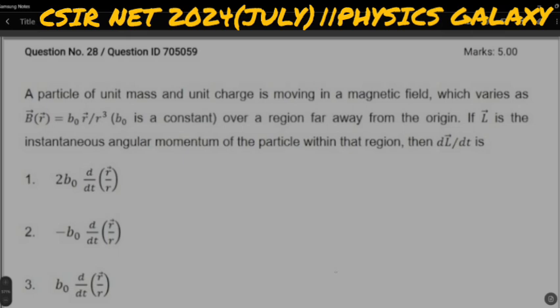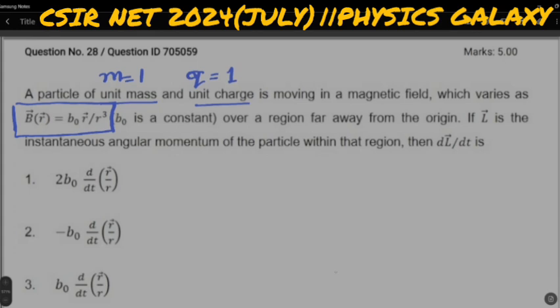This question came from classical mechanics in this year's NET exam. The question is: a particle of unit mass, m equals 1, and unit charge, q equals 1, is moving in a magnetic field which varies as B equals B naught r vector divided by r cube. Basically it's inversely proportional to r square.